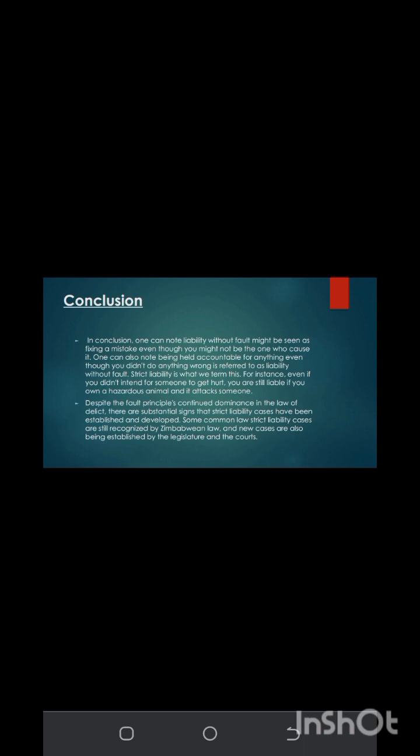Despite the fault principle continuing to dominate the law of delict, there are substantial signs that strict liability cases have been established and developed. Some common law strict liability cases are still recognized by Zimbabwean law, and new cases are also being established by the legislature and the courts.